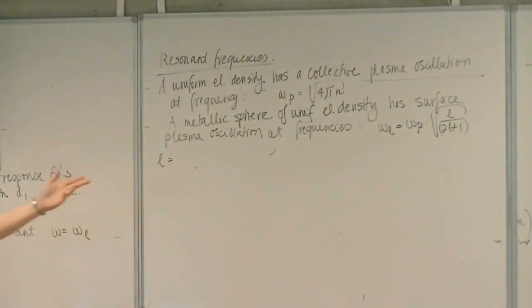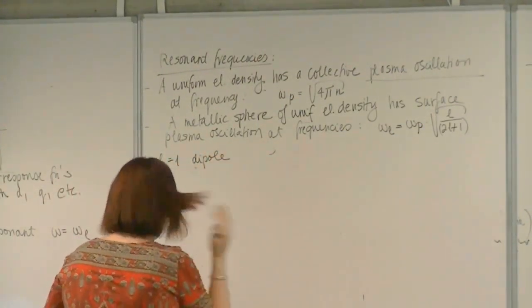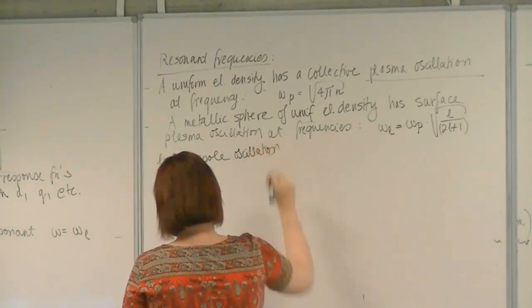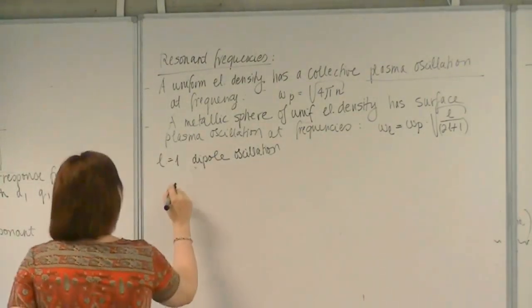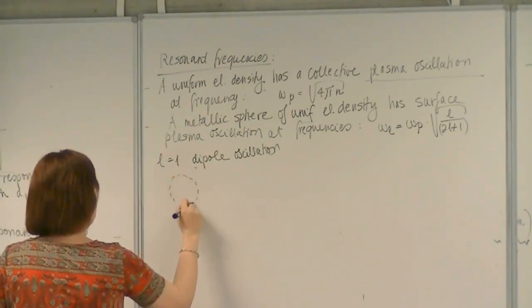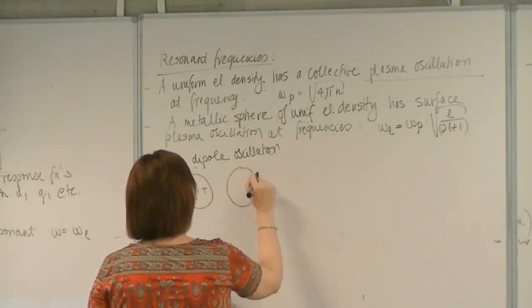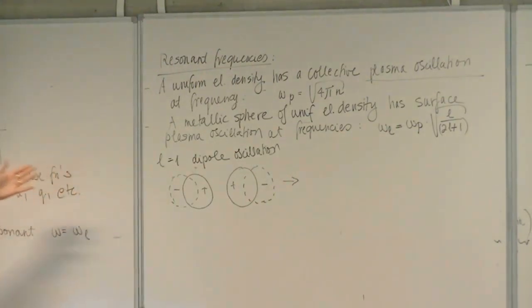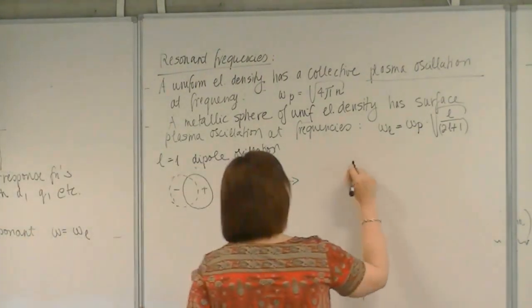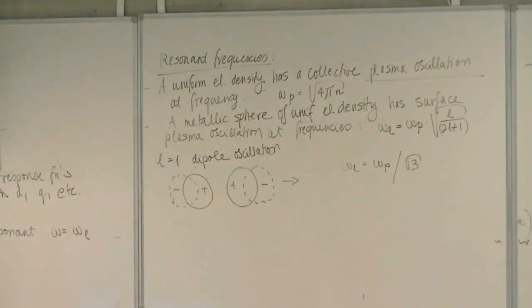Okay, so what is L? Now let's see the simplest case, L equals 1. What kind of interaction does it belong to? The dipole. Dipole oscillation. So dipole oscillation can be driven by the uniform electric field. Okay, so this is the z direction, this is the dipole oscillation, and what is the corresponding frequency? Okay, that's it. Okay, simple enough.